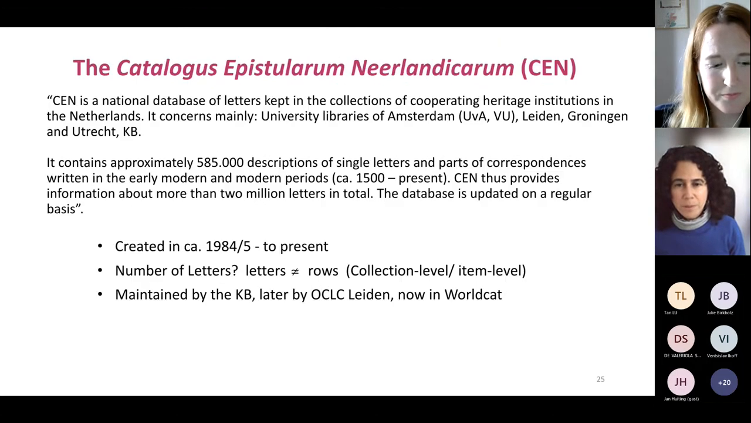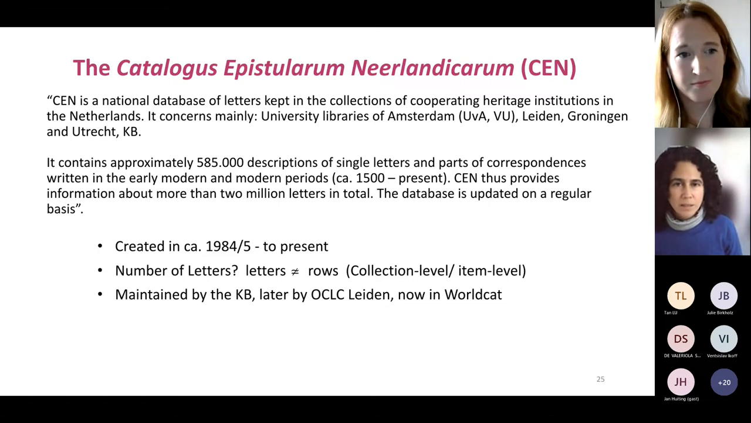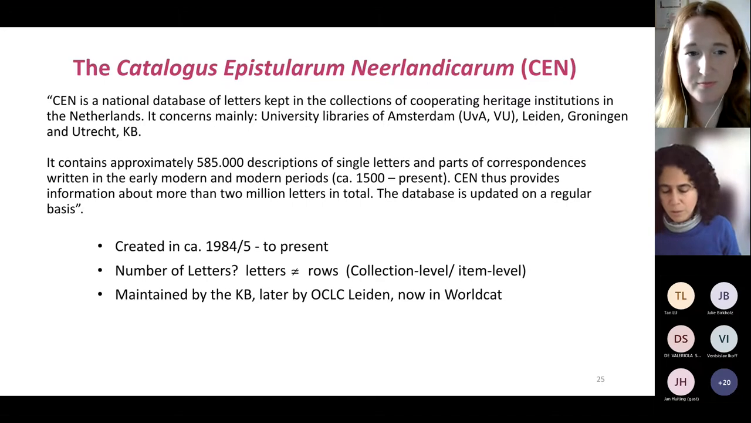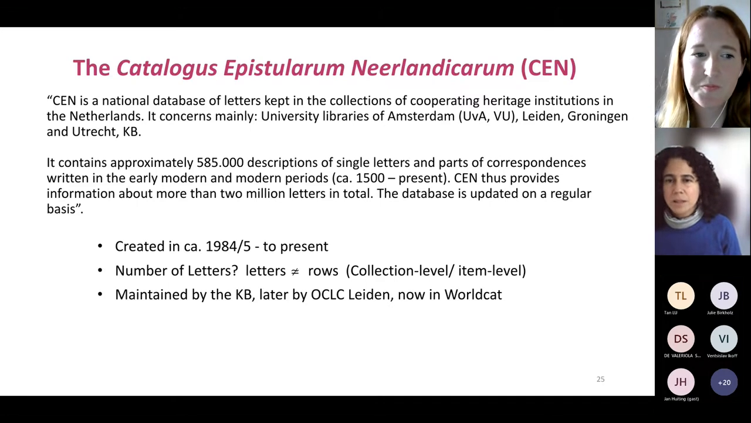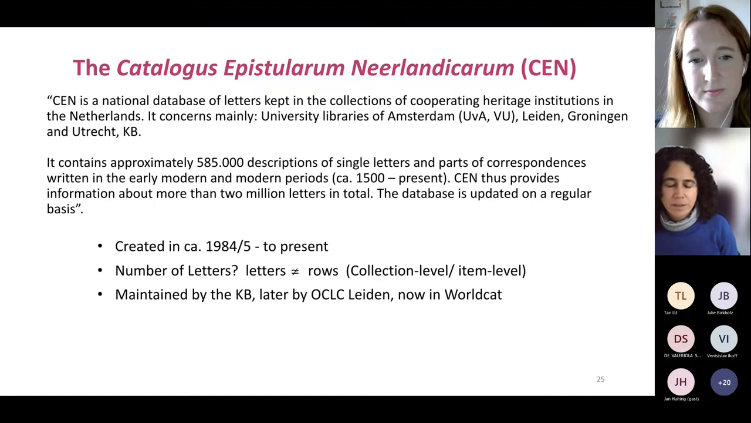So from the numbers, it is obvious that the SEN is one of the most important epistolary collections. It is a national catalogue, as already Ingeborg mentioned. It is a union catalogue, an aggregated union catalogue of different archives and institutions in the Netherlands, mostly the university libraries of Amsterdam, Leiden, Groningen, Utrecht, and the National Library of the Netherlands, the KB. In total, it contains approximately 500,085 descriptions of letters and parts of correspondences written from the 1500s to the present. And these descriptions are not the same as the individual letters, but I will discuss that in a moment.